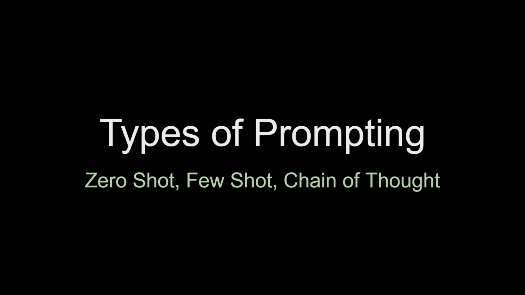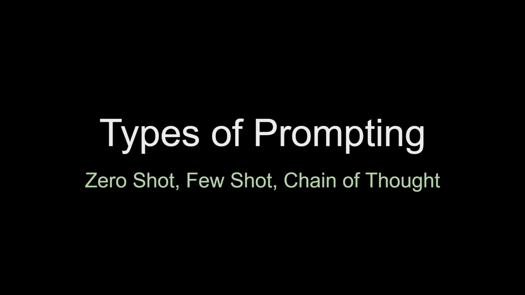Have you ever asked ChatGPT something and the reply was like, that's not what I mean? Sometimes the model needs a hint, and how many hints we give it, zero, few, or step by step reasoning, can make all the difference in what it replies. So welcome to this video on types of prompting. We'll understand three super important techniques: zero shot, few shot, and chain of thought prompting.